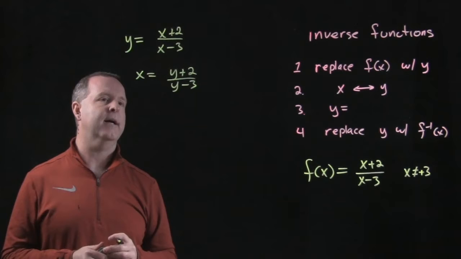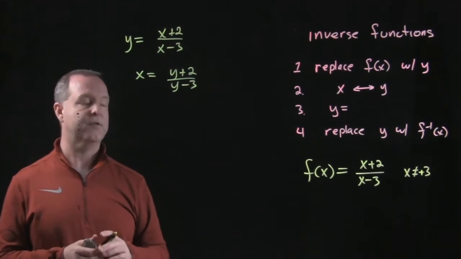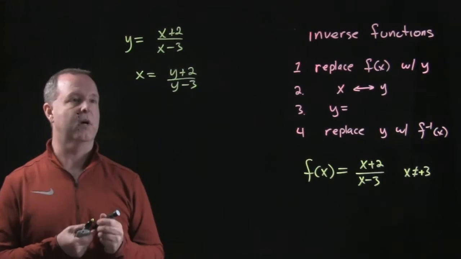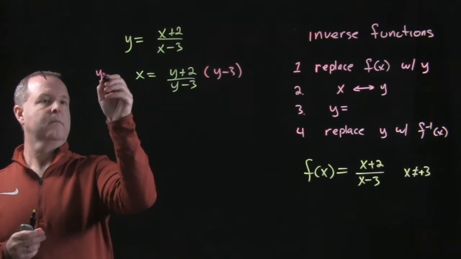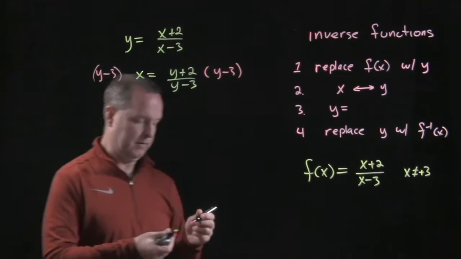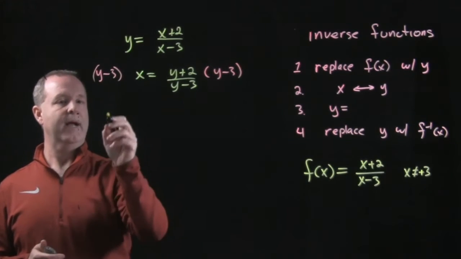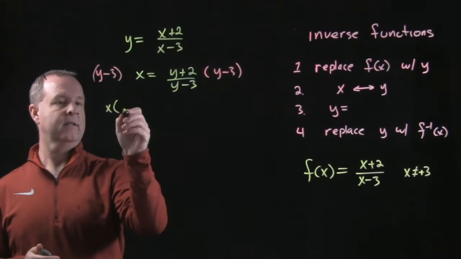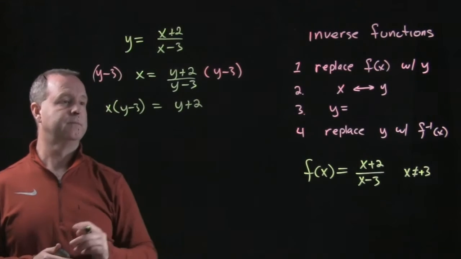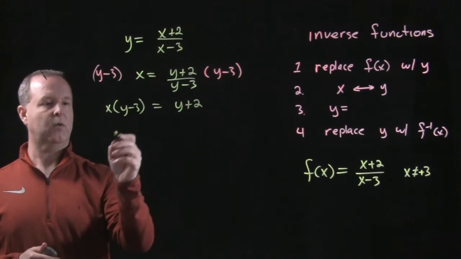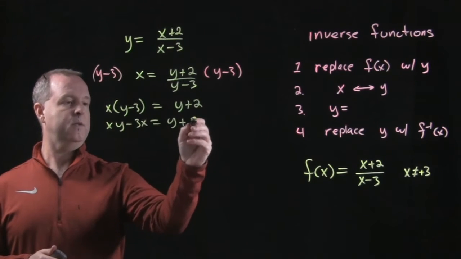So let's go ahead and multiply both sides by a y minus 3. Let me do another color so you know what I'm talking about. It's kind of the lowest common denominator, which will allow some fractions to clear out. So on the left side, I'll have an x times a y minus a 3. On the right side, I'm just left with a y plus a 2. Let's distribute this across. xy minus 3x equals y plus 2.